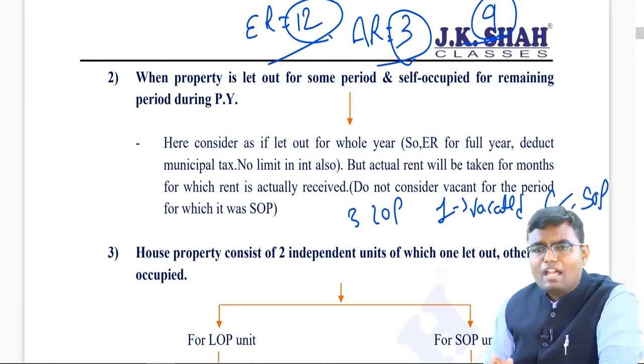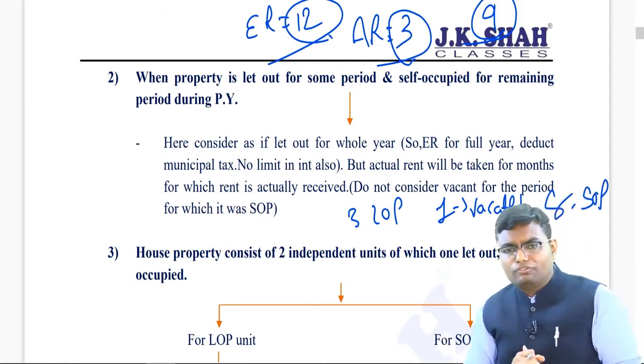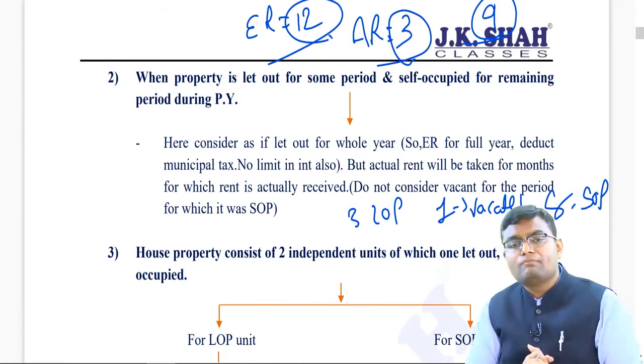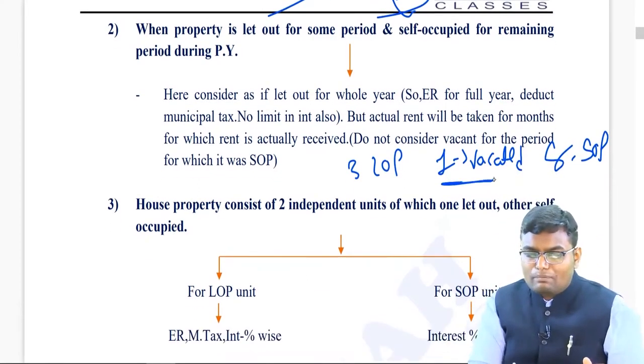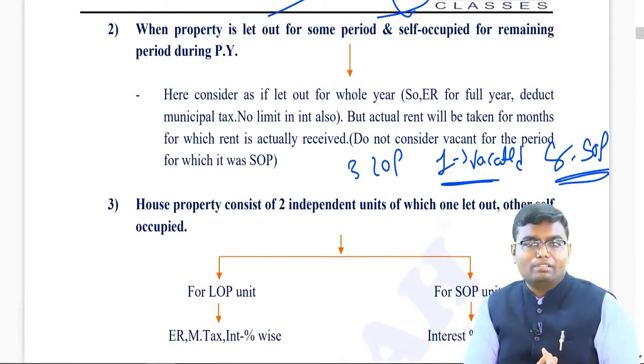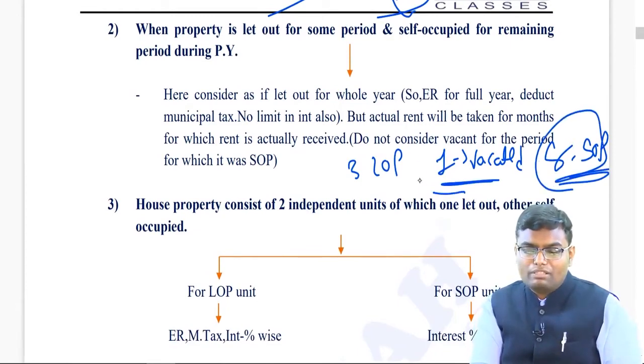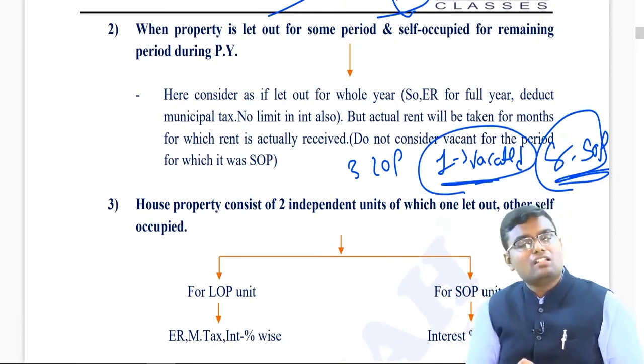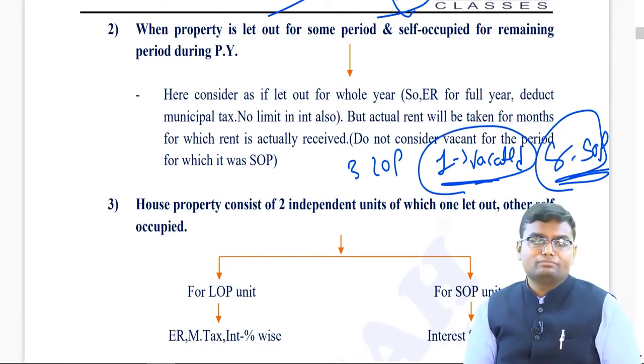So here also I will consider as if it is LOP for the full year, expected rent of 12 months, actual rent for 3 months, but the 1 month vacancy loss concept will be applicable. Only for these 8 months it won't be applicable because for 8 months it was SOP, for 1 month it was totally vacated. So vacancy loss concept will be there.